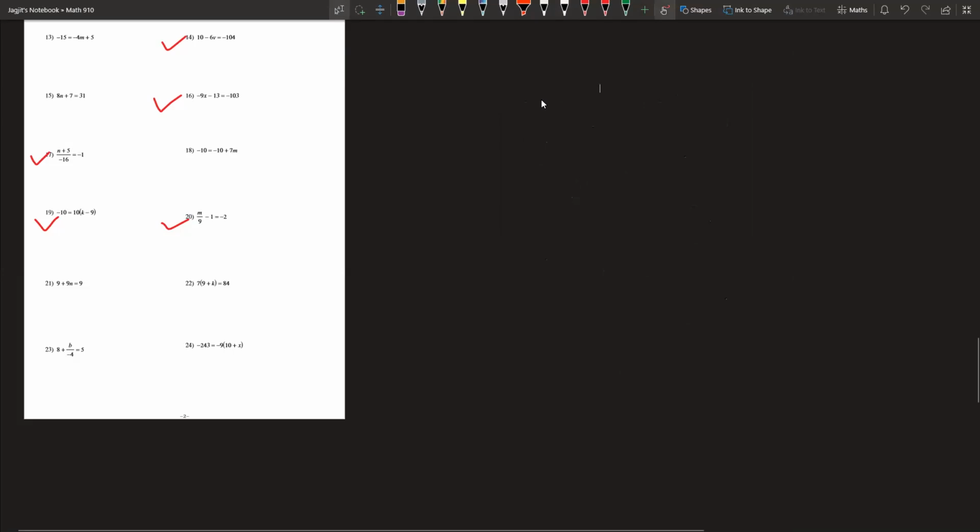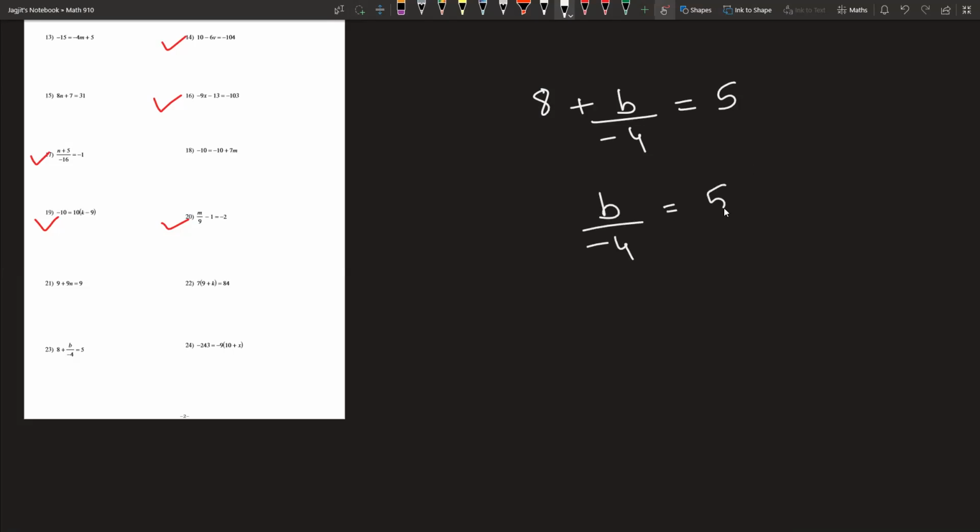All right. So then we have 8 plus b over minus 4 is equal to 5. This is plus 8. We'll move it to the other side. Guys, plus 8, when we move it to the other side, will become minus 8, right? So this becomes 5 minus 8. So you have b over minus 4 is equal to minus 3.